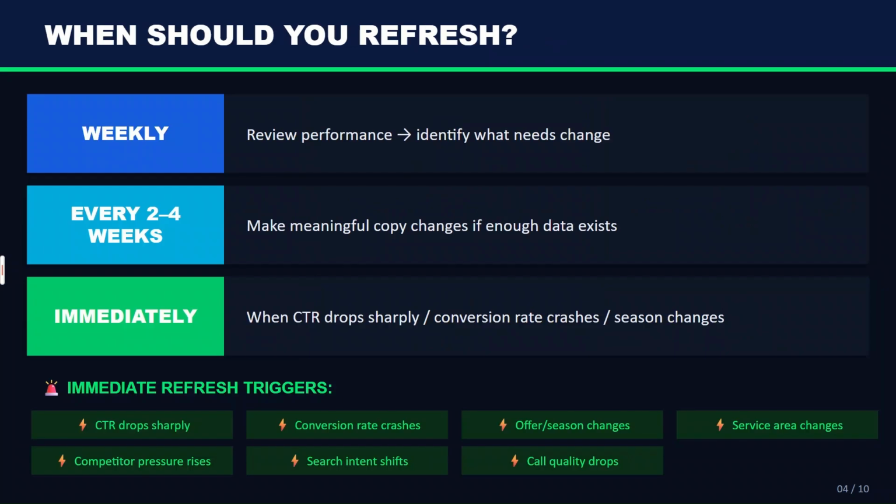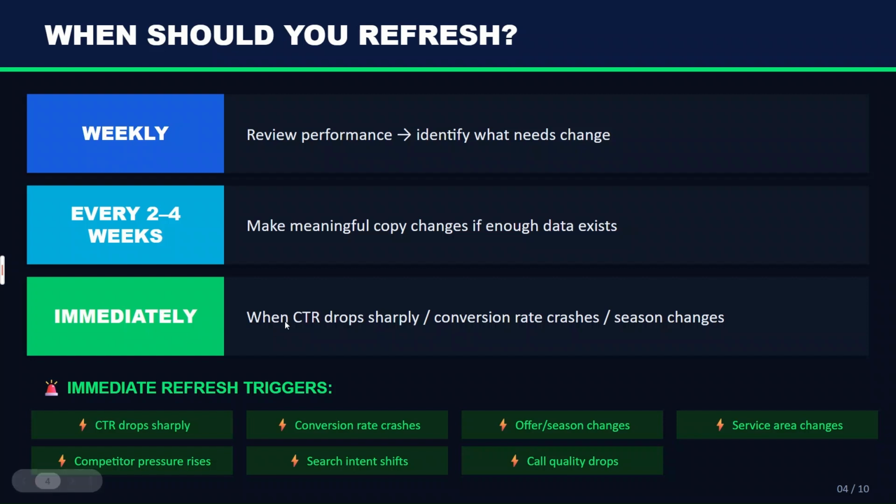Okay. Now one big mistake people make is thinking, okay, I need to change my ads every single week. This is not right. There's a correct way. Think about it. Firstly, weekly: you review performance every single week. You look at the data and you are not necessarily changing anything. You are just checking. Every 2 to 4 weeks, if you have enough data, you make actual changes. You replace weak assets with new ones.